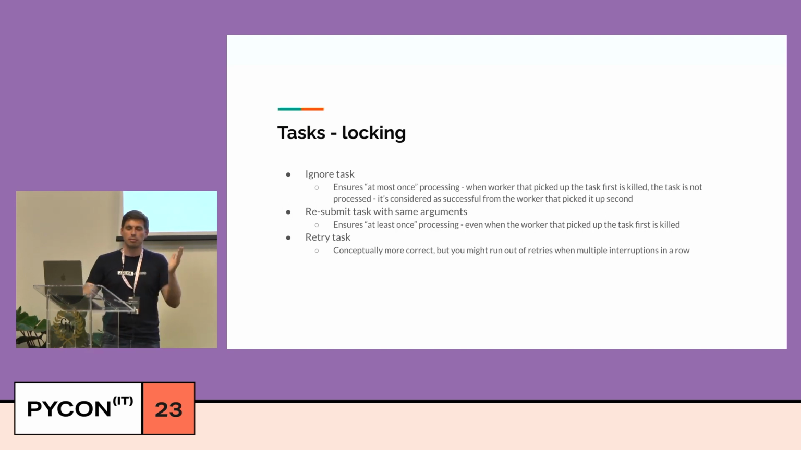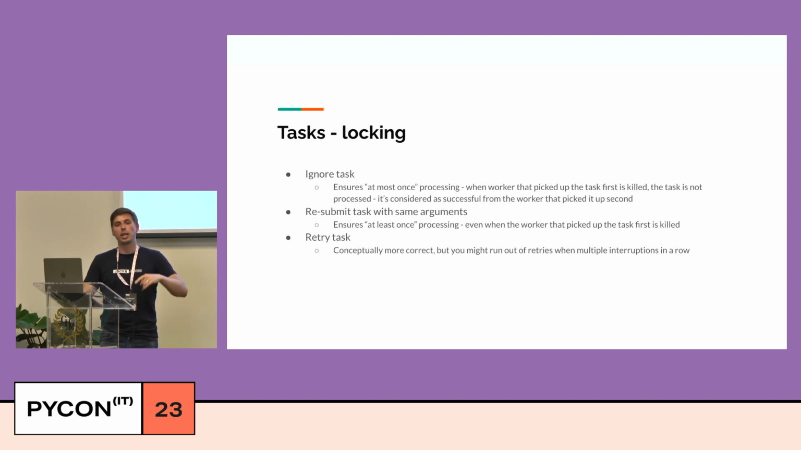We can just drop it, but with this, we might have lost the task again. We can resubmit the same task with a new ID, but the same arguments. This way, we make sure that at least once we process every unit of work that we need to process, or we can retry. The last one is conceptually the most correct, but if you have a small number of retries set, for example, 2 or 3, you might end up running out of retries if there are a lot of interruptions, for example, deployments one after the other.